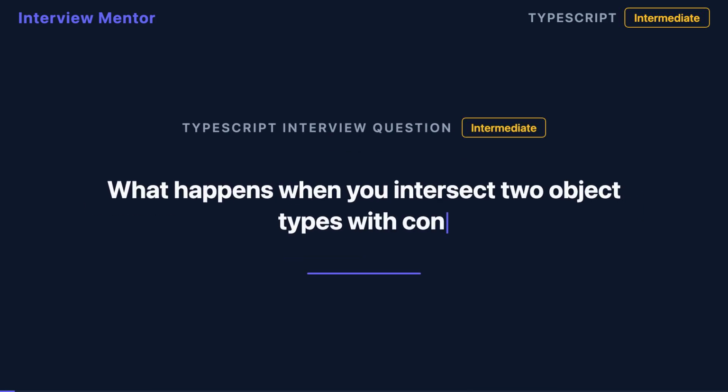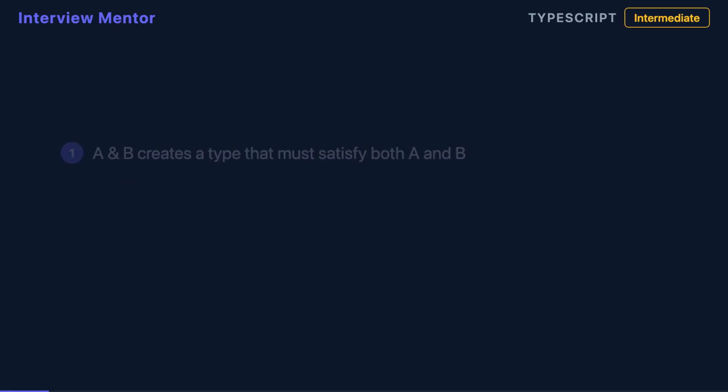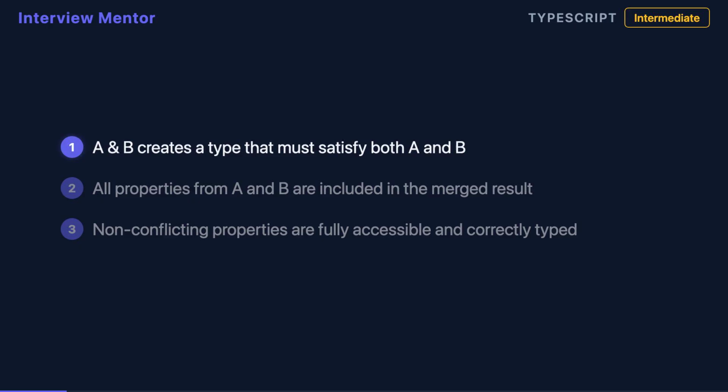TypeScript intersections with conflicting properties don't error. They silently create the impossible. Intersection types, written with the ampersand operator, combine two or more types into one. The resulting type must satisfy every requirement of all intersected types.